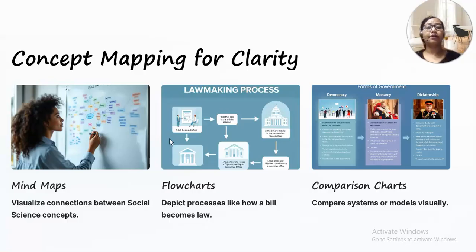Then we also have the comparison chart, where charts are made comparing democratic as well as authoritarian governments. Like in this case, what do you have? You can see the comparison between democracy, monarchy, as well as dictatorship.